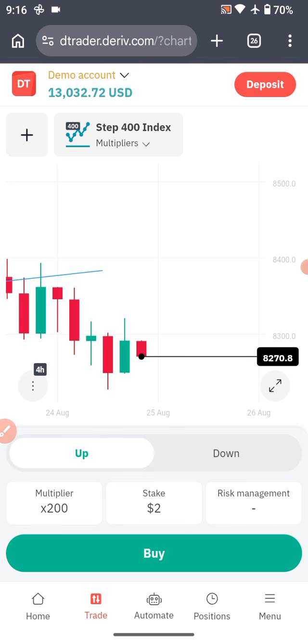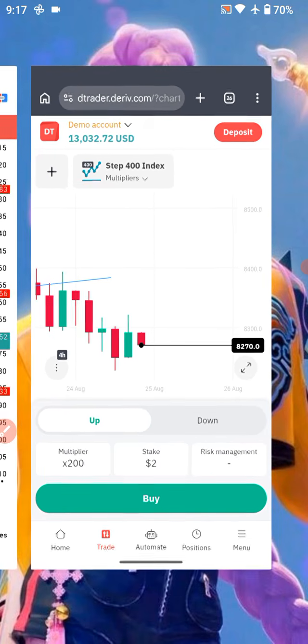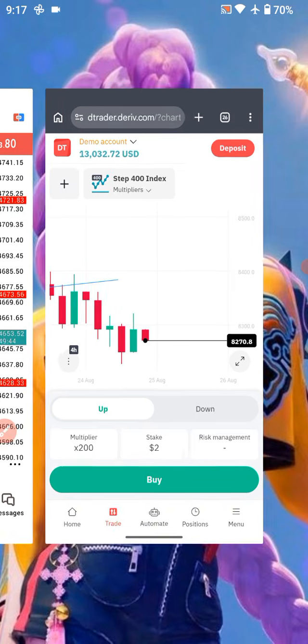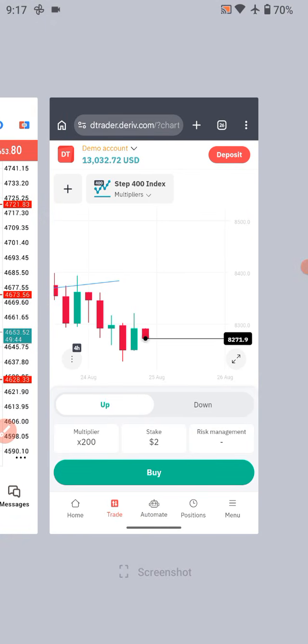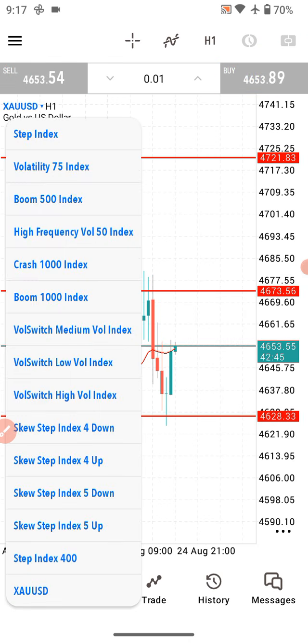So I'm here in the 4 hour of the step 400 index. So what I'm going to be doing right now is heading over to the MetaTrader 5 chart, and I'm going to be analyzing this market from the step 400 in the MetaTrader 5.